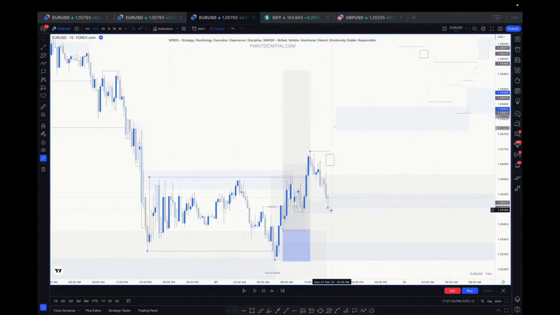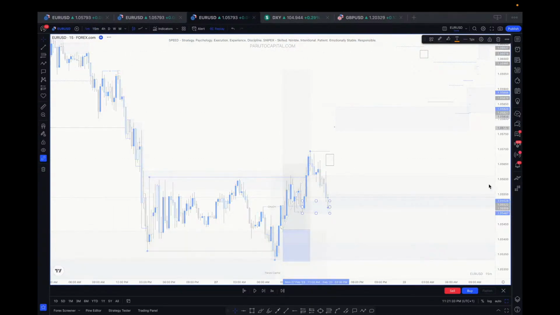So now price has come into the zone. This POI, of course, is strong. I've explained that, right? Sweep of liquidity, so we trust this POI in a way. So let's go to 1 minute and see if we get an entry.